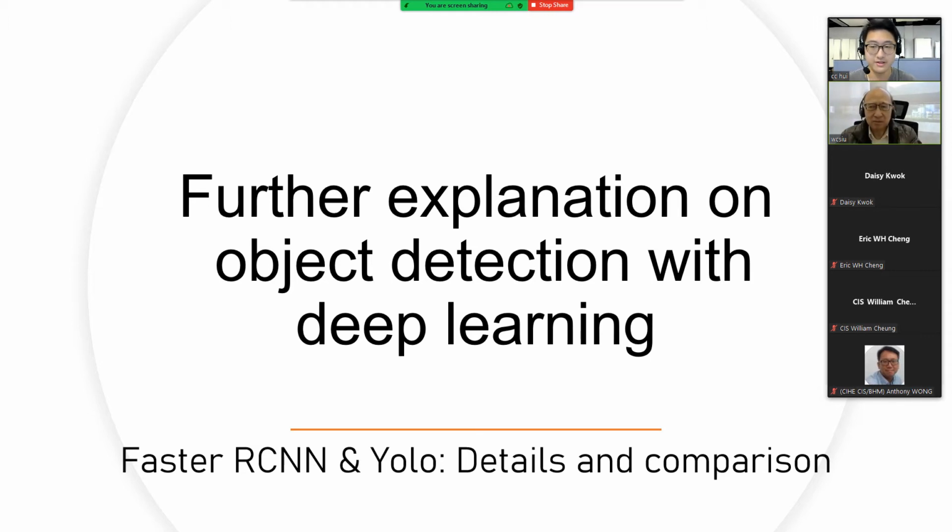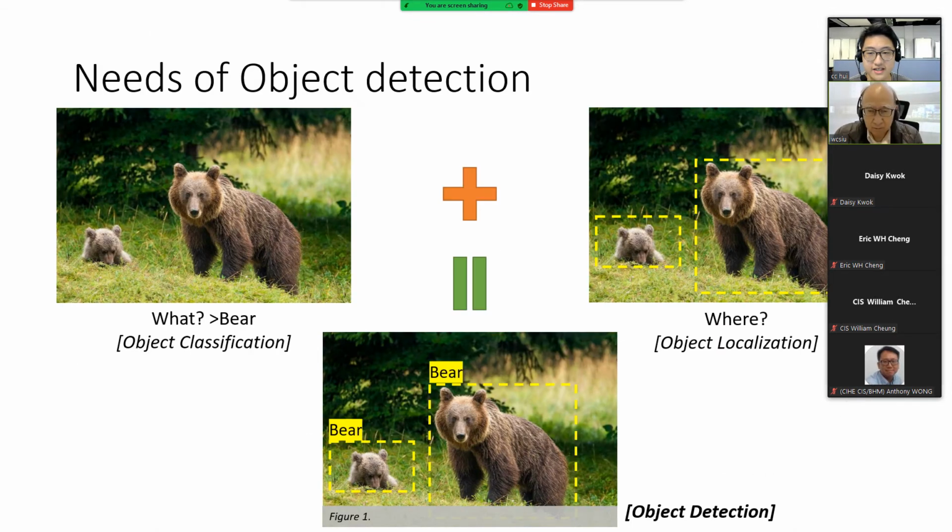So today my topic is going to be a further explanation and elaboration on the deep learning models, which are Faster RCNN and YOLO. Today I'm going to go deep and talk about the details, and finally I will give a comparison of these two models and talk about their advantages, disadvantages, their characteristics, and so on. So first of all, let's have a very brief introduction on what is object detection.